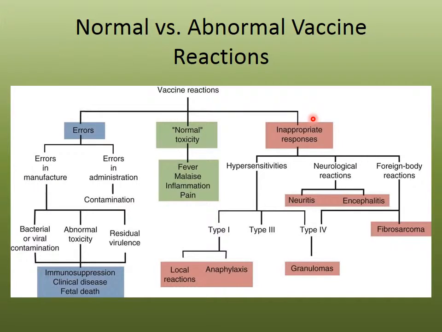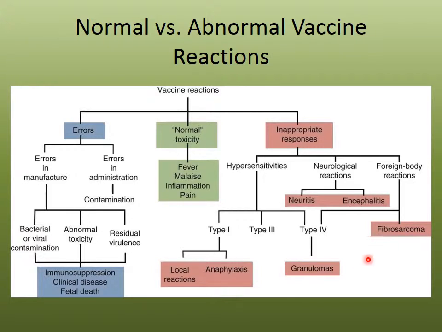Then we get our inappropriate responses, so our hypersensitivities, and we're going to talk all about these later, but allergies. The animal's allergic to the vaccine. There's nothing we can do about that. We don't know about it until it happens, unless the animal has a history of it. We get local reactions, which are the most common, so facial swelling, potentially swelling around the site, maybe hives, things like that. Anaphylaxis, rare in animals, thank goodness, but it can happen.